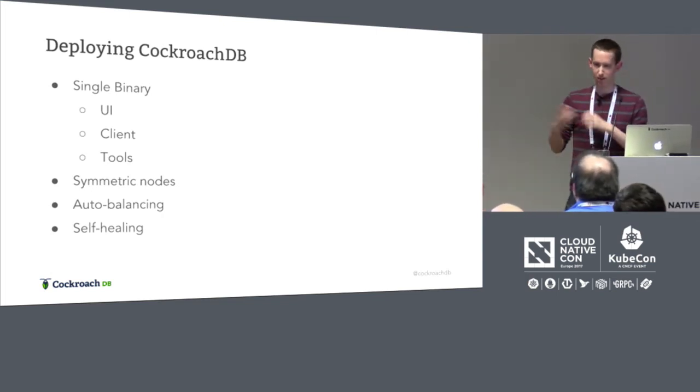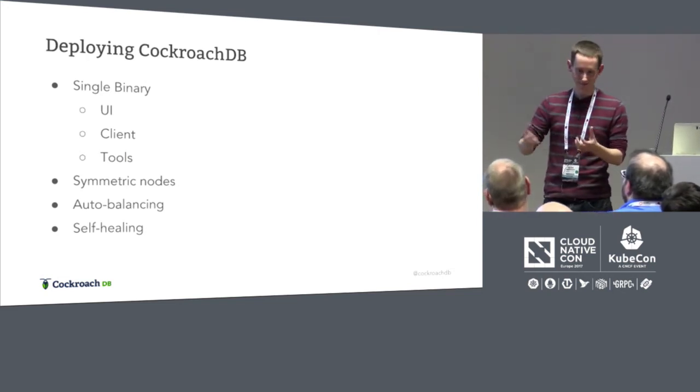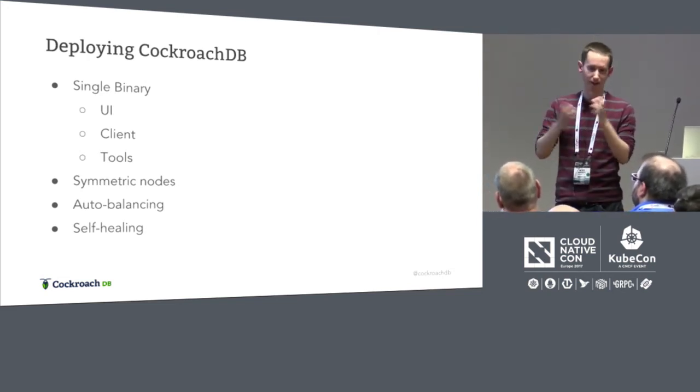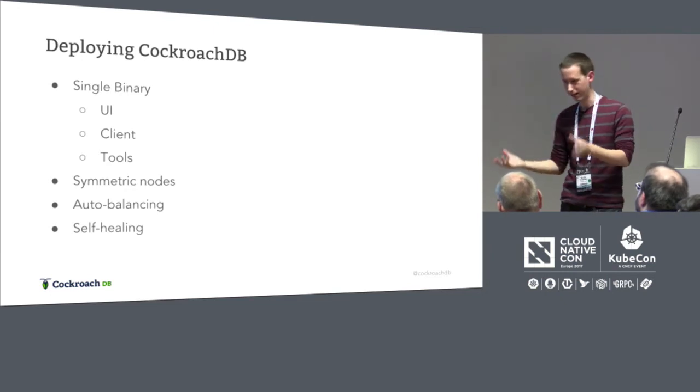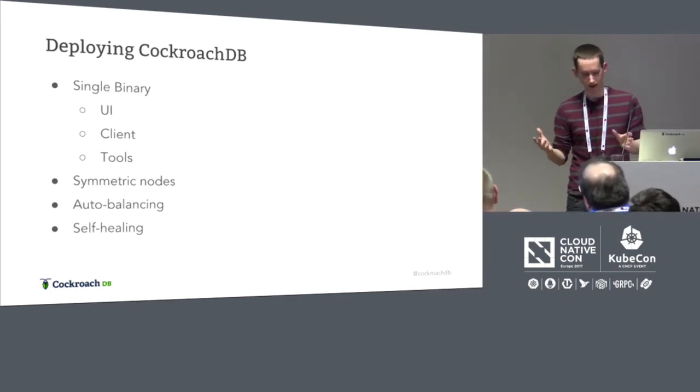Each node in the cluster is symmetric, so there are no special roles. You just spin them all up, and they're all considered equal. So there's no master that you need to protect. You can let any node fail. It doesn't matter at all, and it's just going to balance and heal no matter which one you get rid of.